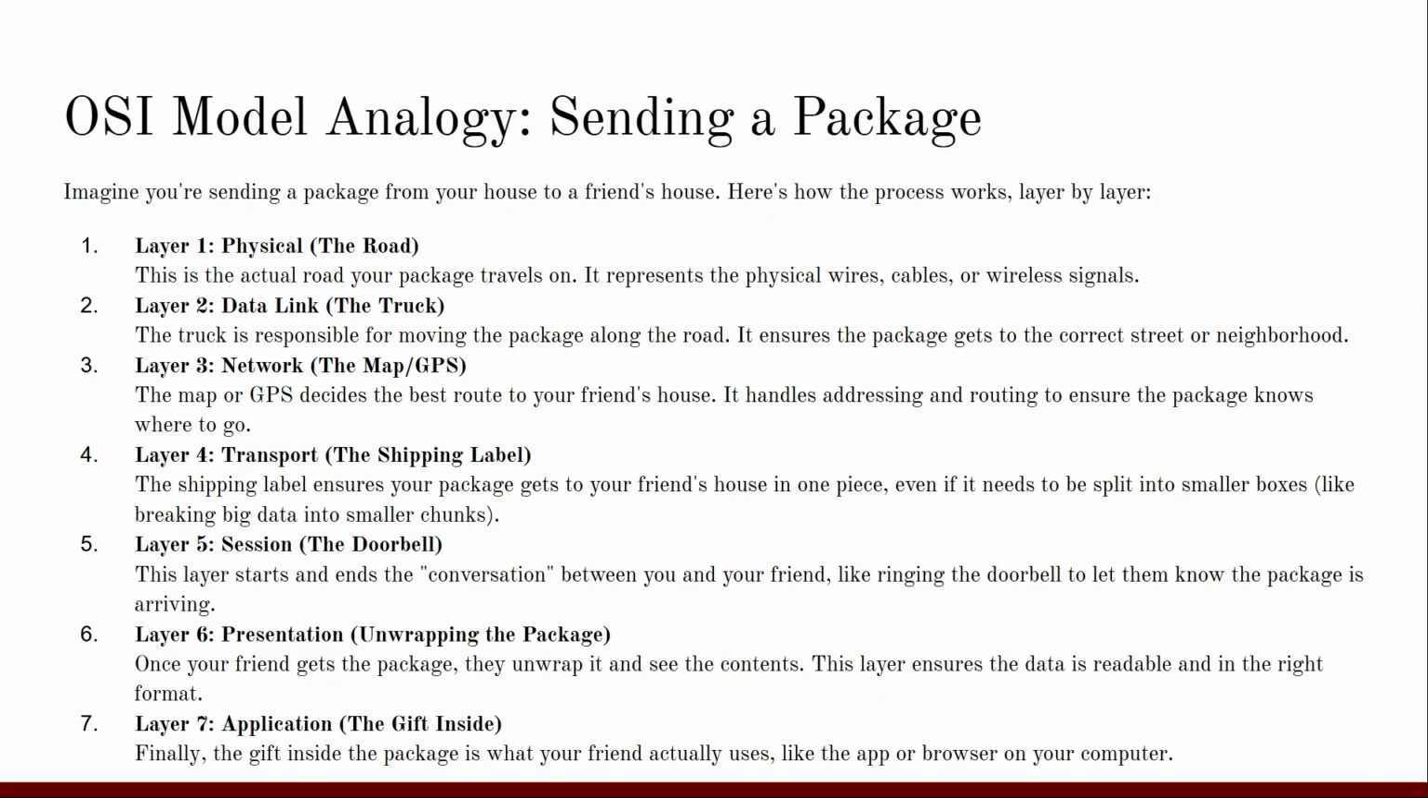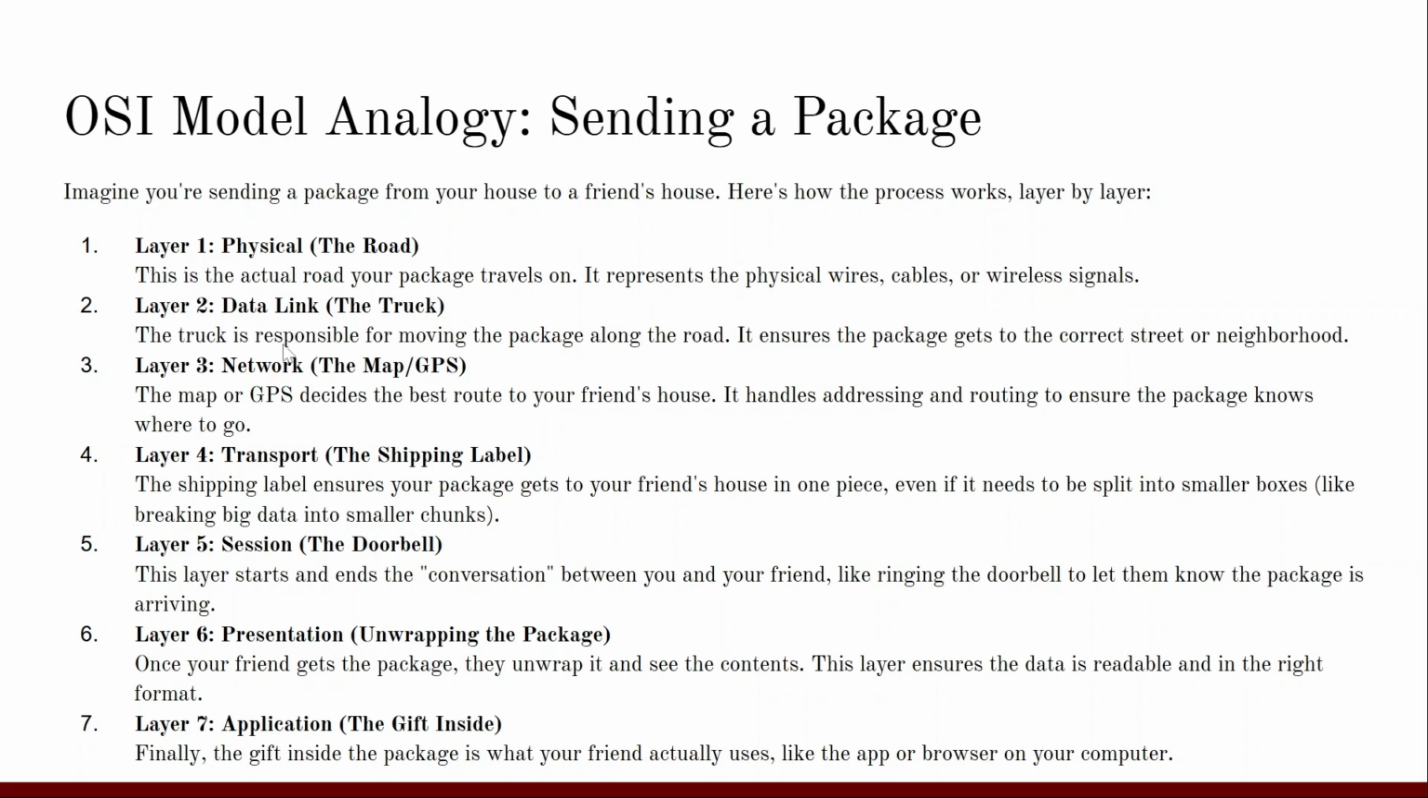In the OSI model, let's make an analogy in a real world scenario. Imagine you are sending a package from your house to your friend's house, and this is how these 7 layers work. Okay, so layer one is the physical layer, the actual road your package will travel on, and it represents the physical wires like cables or wireless signals, right?